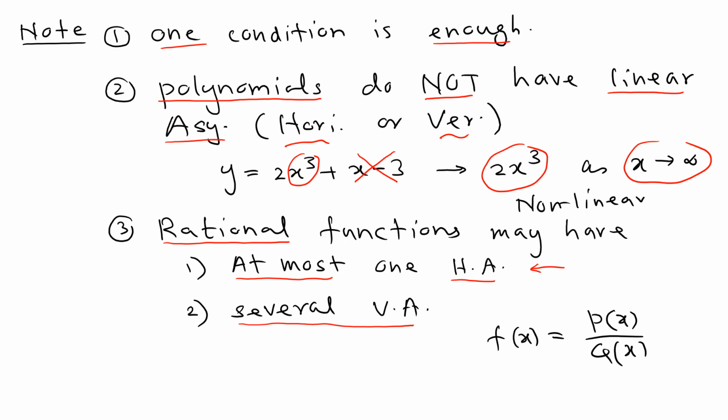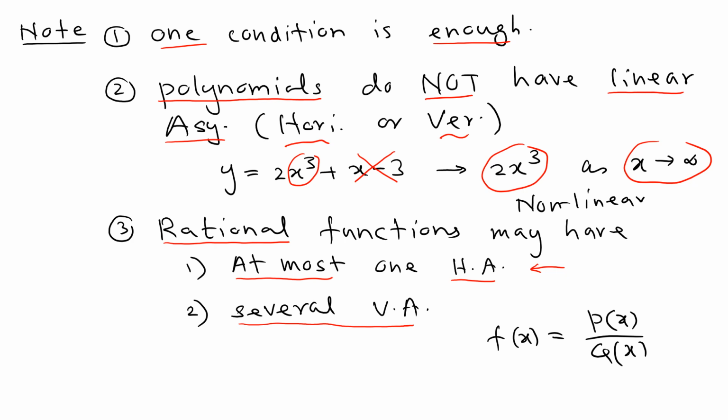There can be more than one horizontal asymptote, and there can be several vertical asymptotes. But there may be situations where the rational function does not have any horizontal asymptote, which we can talk about later. Okay, so this is an important fact about rational functions.